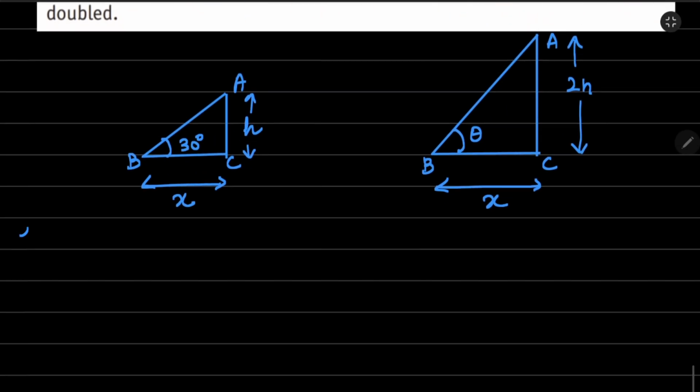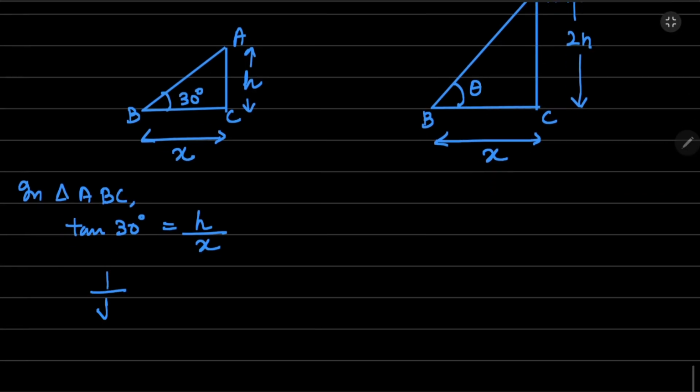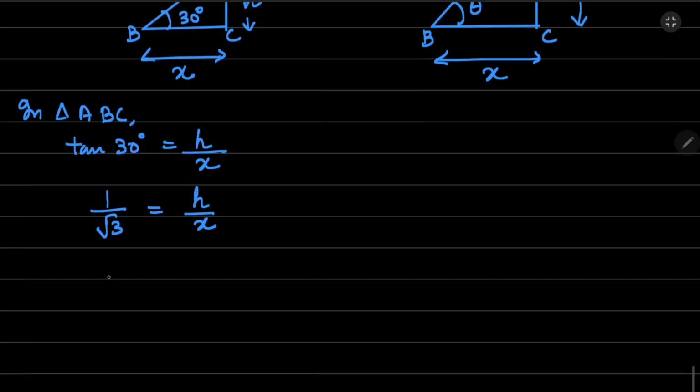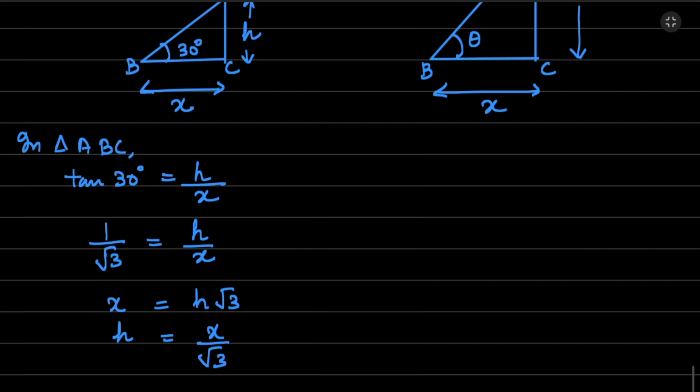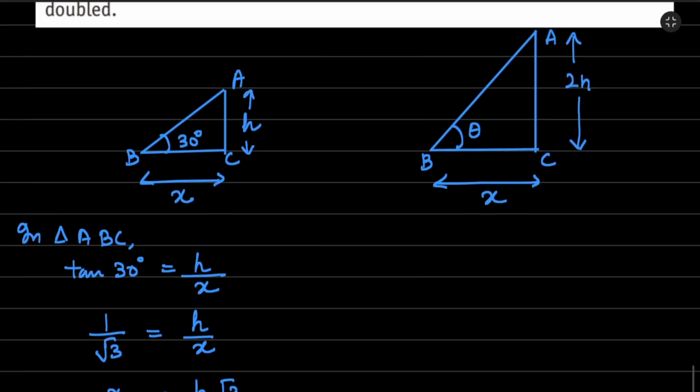Now in the first triangle, triangle ABC, we can apply tan 30 equal to perpendicular by base, h by x. Tan 30 is 1 by root 3, which is equal to h by x. What is x equal to? x is equal to h root 3. Or you can write height is equal to x by root 3. Either way. Now, because you have to find the height of the tower, it is the height comparison that is happening here.